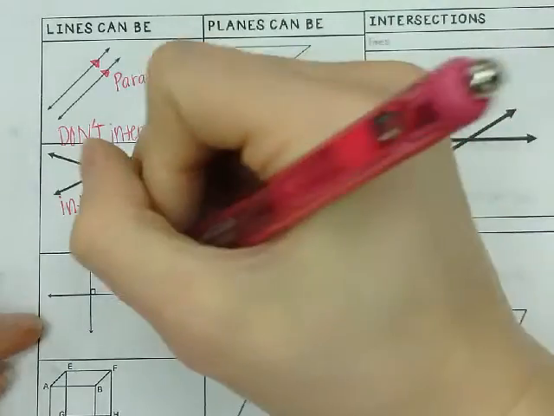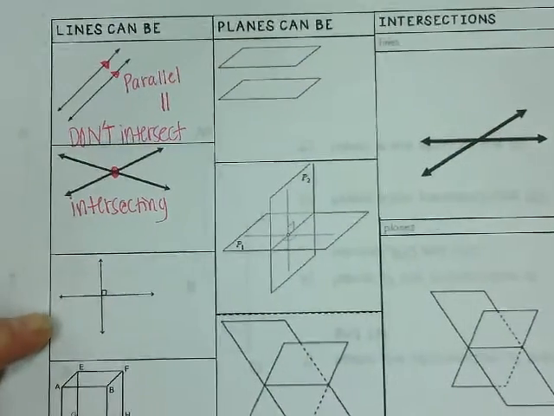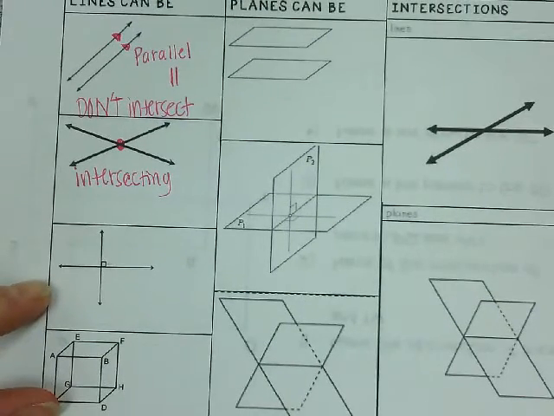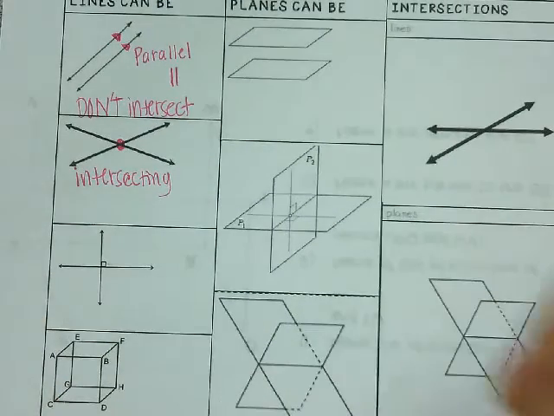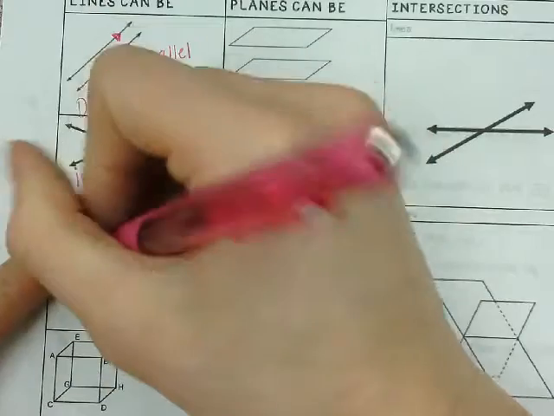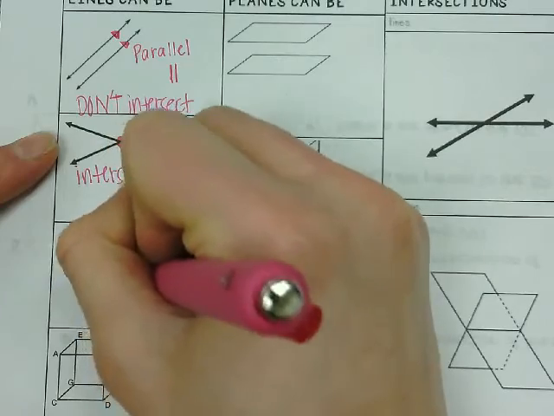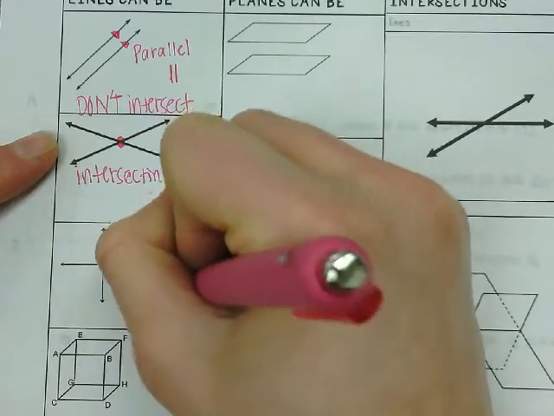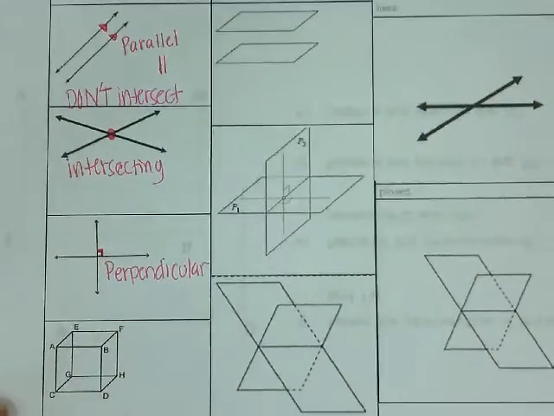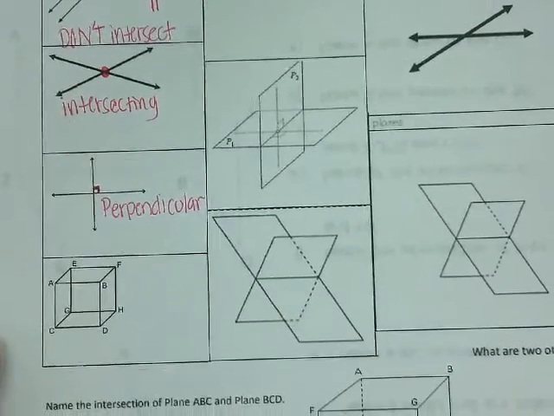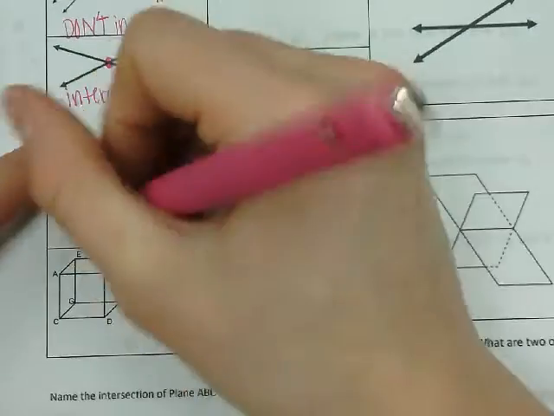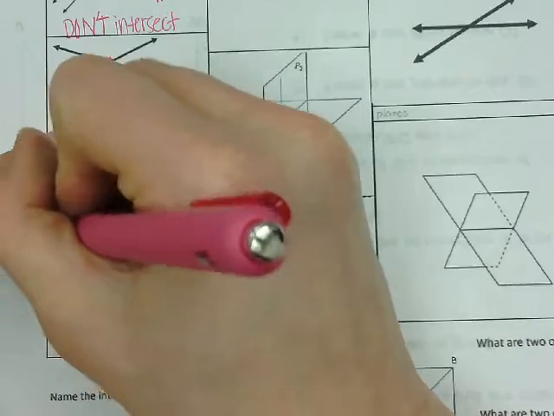All right, what is this next one? Perpendicular, awesome. What does perpendicular mean? Intersects at a 90-degree angle or right angle, awesome. So perpendicular. All right, so perpendicular means intersect at 90 degrees.